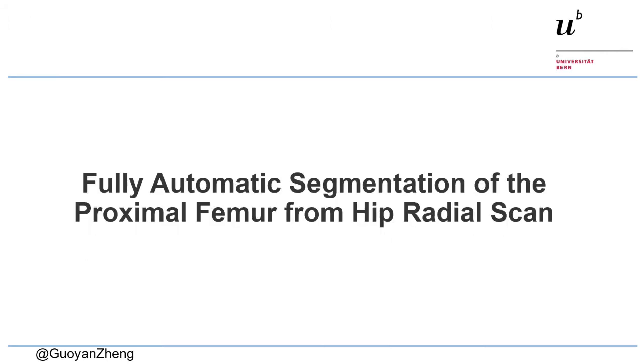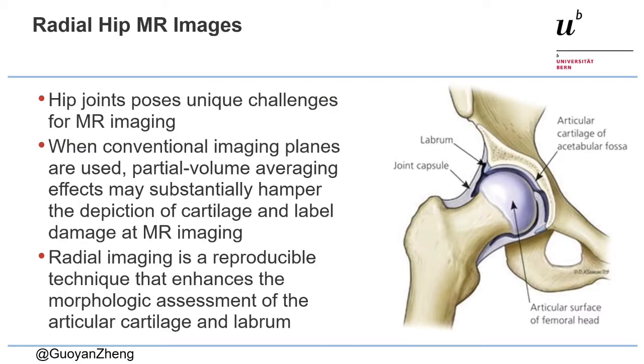The third work is focused on segmenting the proximal femur from hip radial scans. I think everyone here knows the hip joint poses a unique challenge for MRI imaging. When conventional imaging planes are used, partial volume averaging substantially hampers the depiction of cartilage and labrum damage on MRI. That's why people think about using radial imaging.